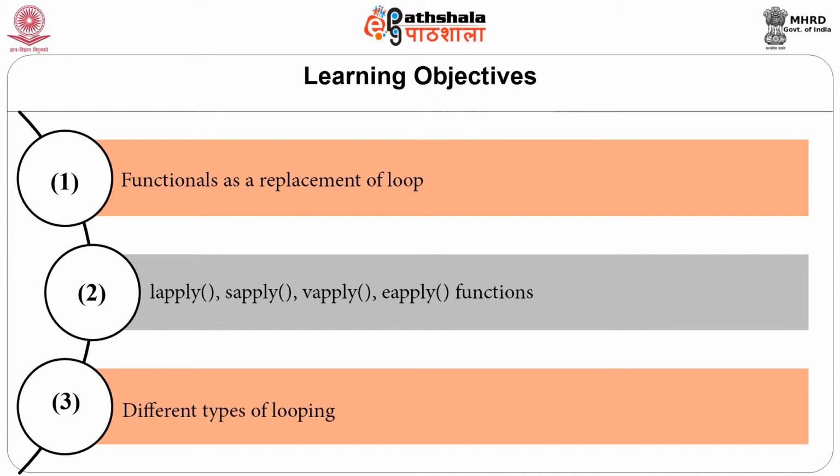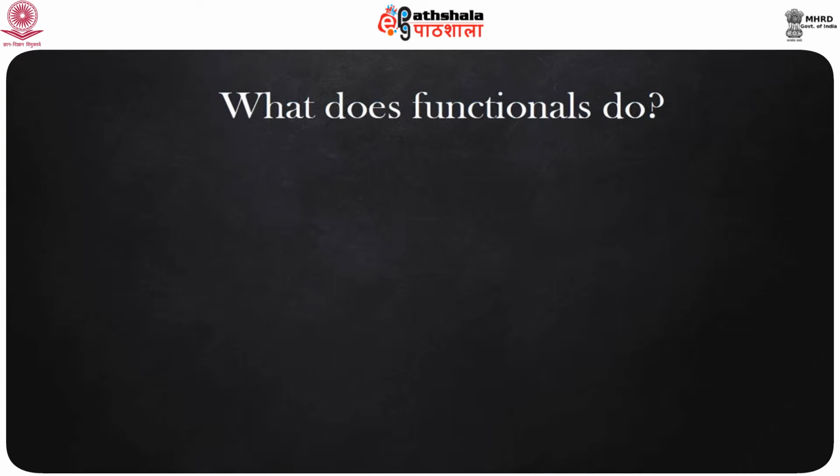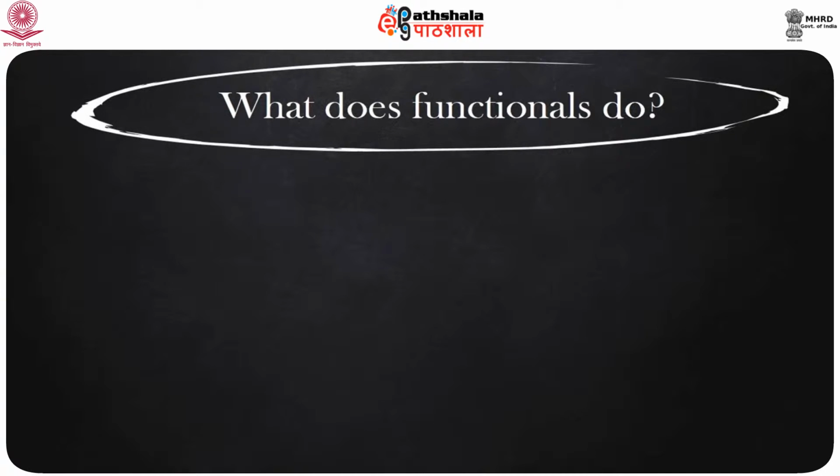So, here we are going to learn functionals as a replacement of for loops: the lapply, sapply, vapply and eapply functions and different types of looping. Here we are starting with the idea of using a functional instead of a for loop. We will try to give you a number of reasons in favor of this. Each functional is made for a special object. So, when you recognize the functional, try to know immediately why it is being used. So, let us see what a functional actually does.